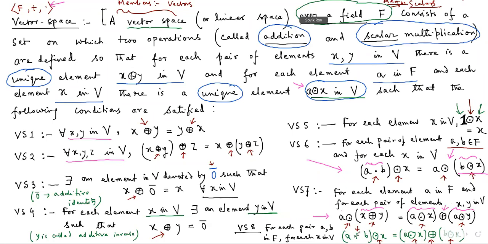And lastly, here we have written a plus b dot x, a dot x plus b dot x. This is b dot x. But here in this particular case, inside the bracket you see two scalars have been added, and therefore this plus symbol has been used over here.